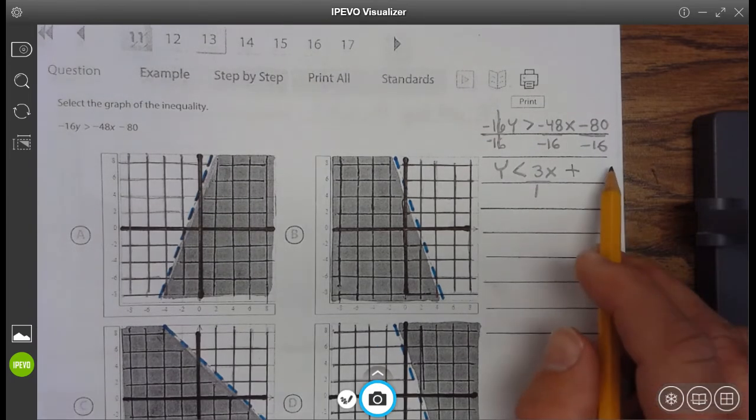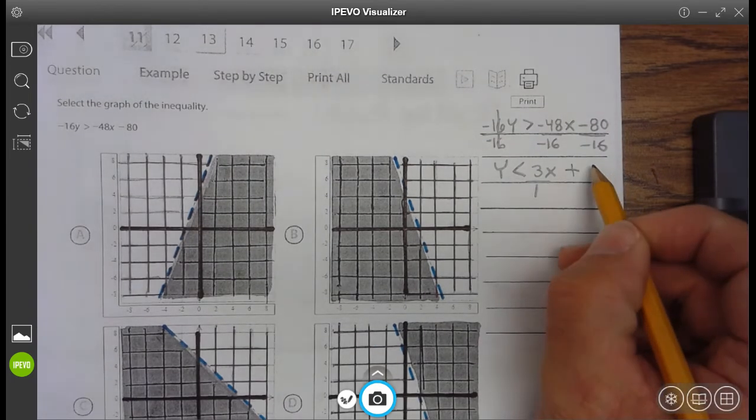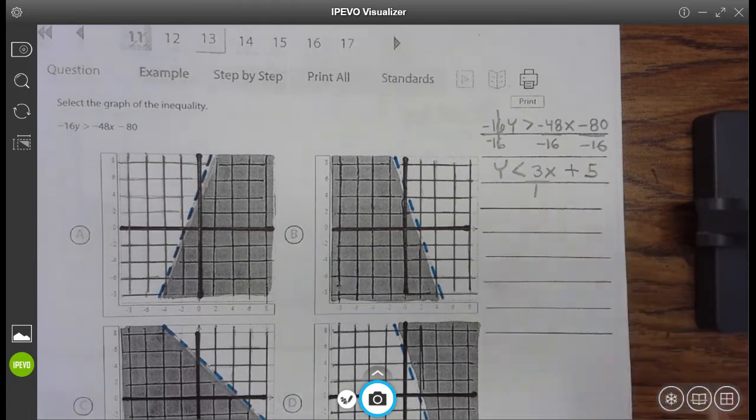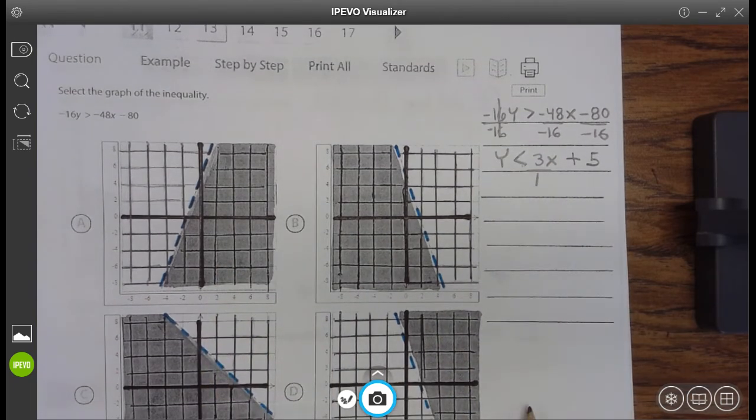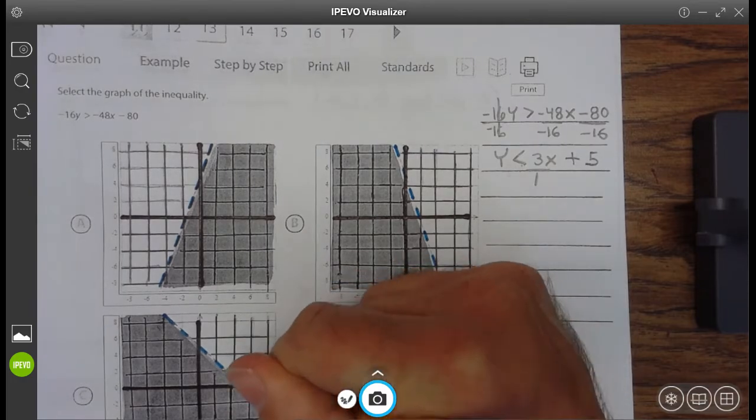Let me think. 5 plus 5. Okay, so now this is a dashed line, so they all are dashed lines, so we're okay there. It's less than, so it's shaded below. So that's shaded below, that's shaded below. Looks like this is not D because that's shaded above.